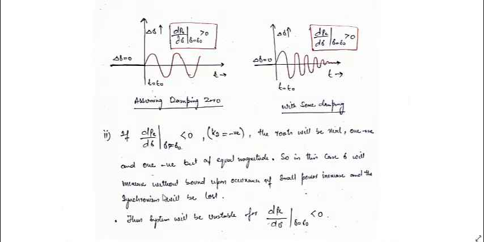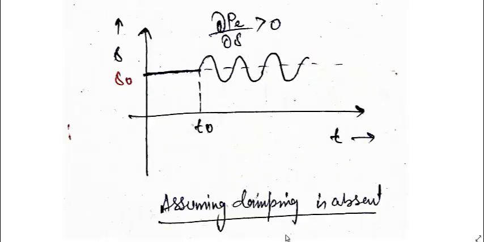So in this case, delta will increase without bound upon the occurrence of a small power increase, and synchronism will be lost. It means even if there is a small increase in the power, since this delta is increasing continuously without bound, the synchronism will be lost. Thus, the system will be unstable for delta P by delta delta at delta equal to delta naught less than 0. So when delta P by delta delta is greater than 0, the system will be stable. When delta P by delta delta is less than 0, the system will be unstable.